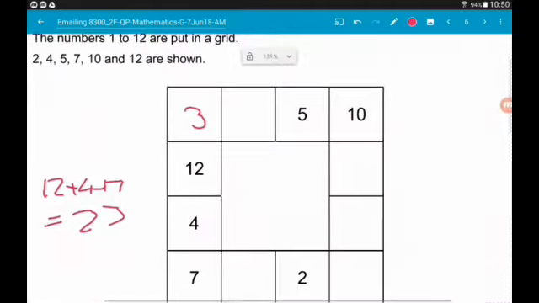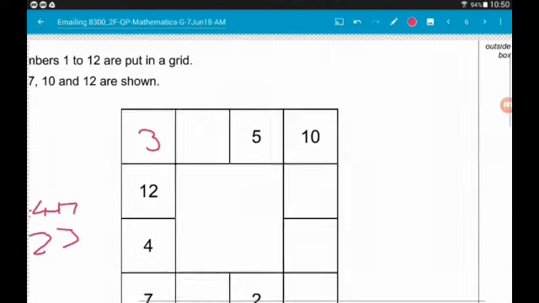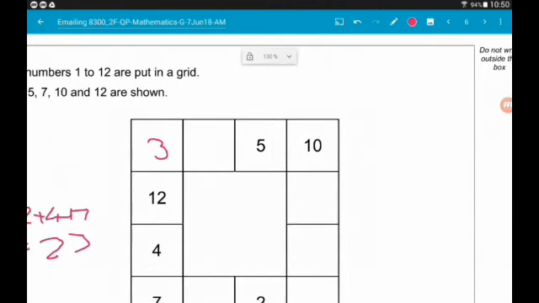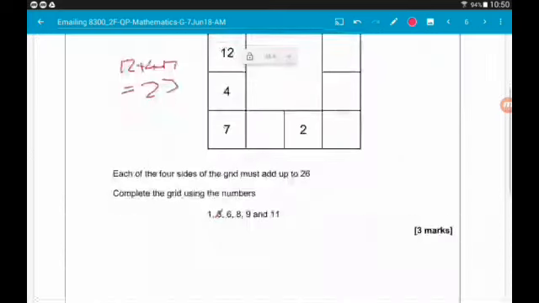Okay, now the top side has only one square missing. So 3 add 5 add 10 is 18. So to get to 26, we need another 8. So we're going to put 8 in there.